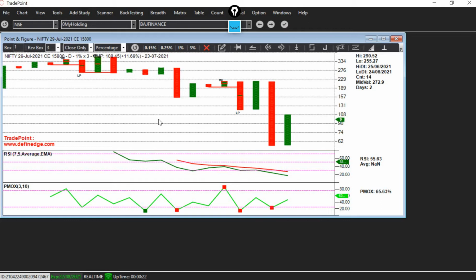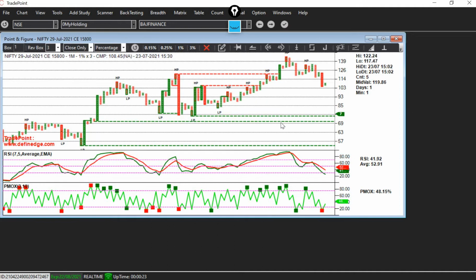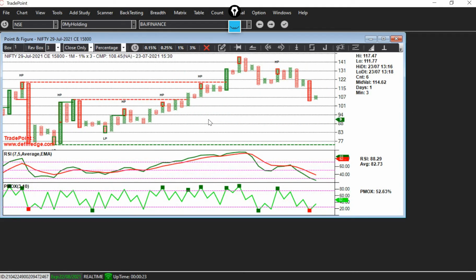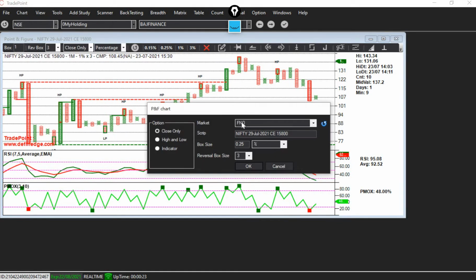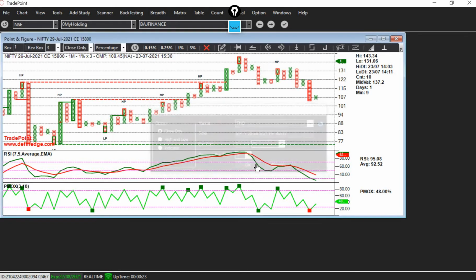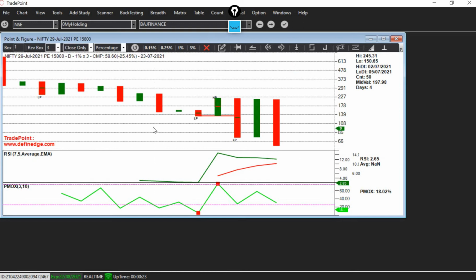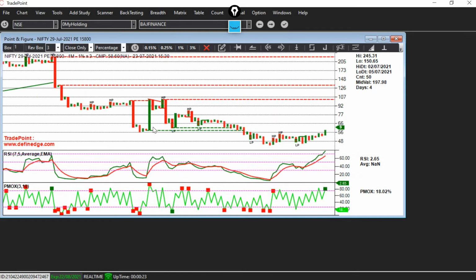We need to convert it to a 1 minute chart, and for that you need to press I on your keyboard. Now this is the 1 minute chart for the Nifty call. Similarly, we need to open the Nifty put. For that we go to point and figure, then select FNO, select put, Nifty 29 July put 15,800, and select 1%. Click on OK, and again convert to a 1 minute chart. Press I on your keyboard.